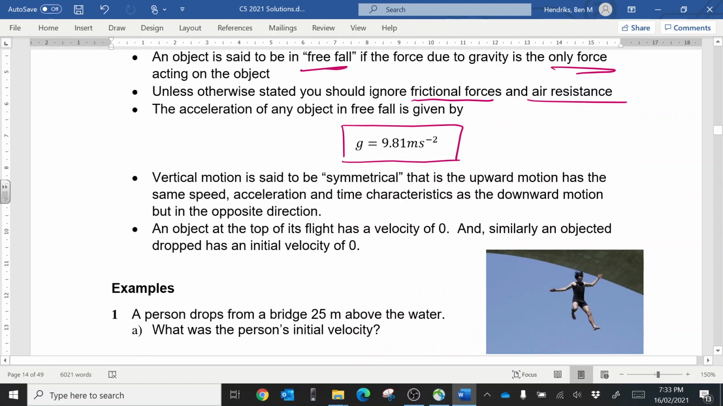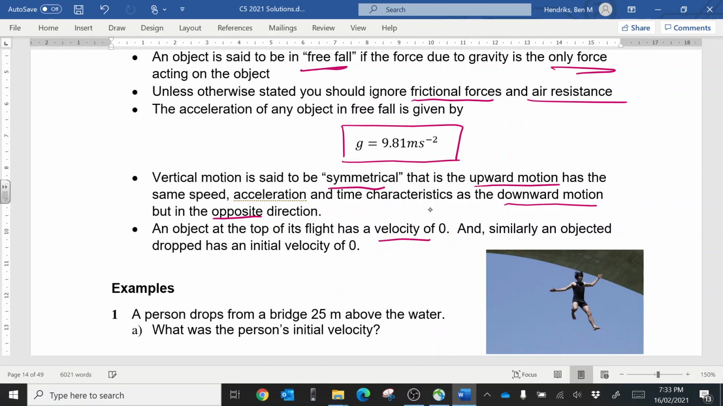A couple more points here. Vertical motion is said to be symmetrical. That means that the upward motion has the same speed, acceleration, and characteristics as the downward motion, but in the opposite direction. An object at the top of its flight has a velocity of 0. This is at its max height. Often we'll have to work out how high it is, and at max height the velocity is 0.